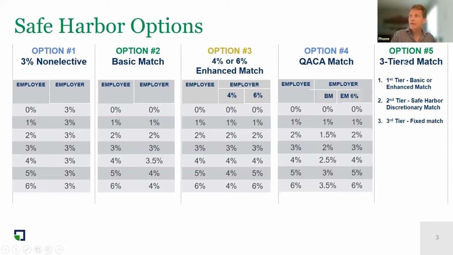And the last is called a 3-tier match. Some of you may have heard this as a stacked match. That's where you put in a basic match here or an enhanced match here to satisfy the ADP safe harbor. You put in a discretionary match to satisfy the ACP safe harbor, and then you can put in a fixed match on top of that. And all of these qualify as safe harbor.